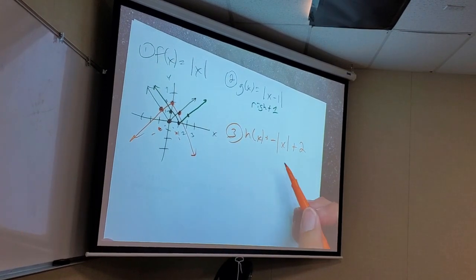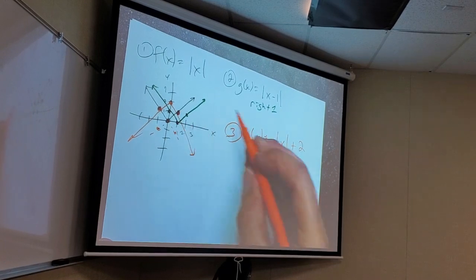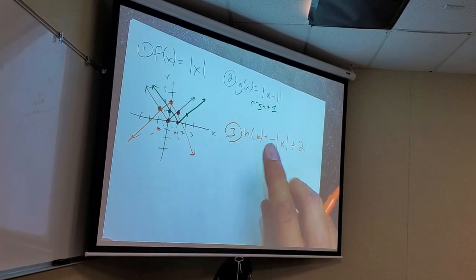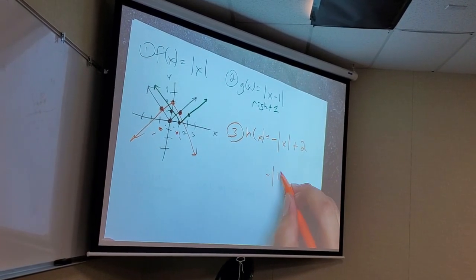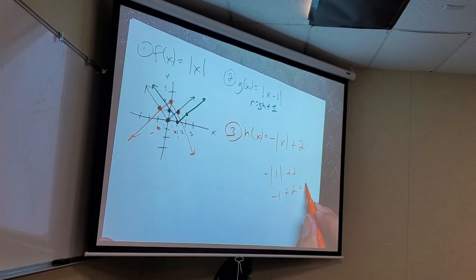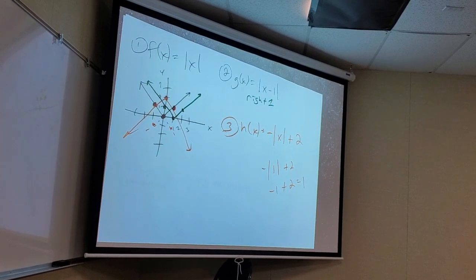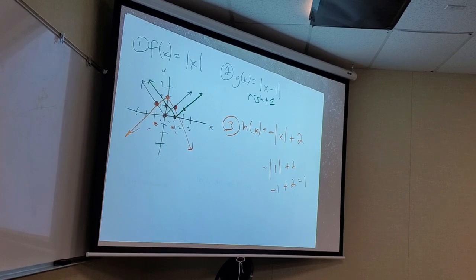How would I check what I just did? The orange. What's this point right there? (1, 1). So if I plug a 1 in, I'm supposed to get a 1 out, and sure enough, what's the absolute value of 1? 1. And what's negative 1 plus 2? 1. So yes, I plugged a 1 in, I got a 1 out. I can check my work when I do these transformations. Does that make sense? It's always good to know how to check your work.